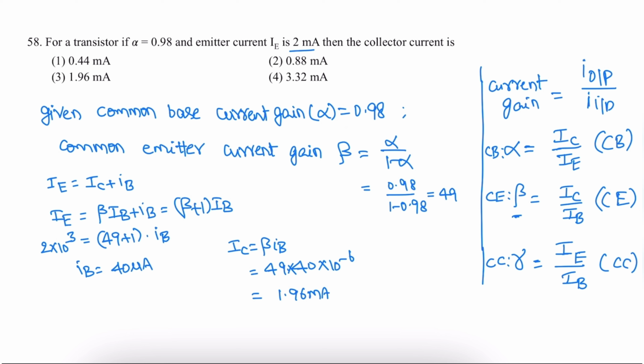So emitter current is 2 milliamperes, and the collector current is not much smaller than the emitter current. So the answer is option 3.